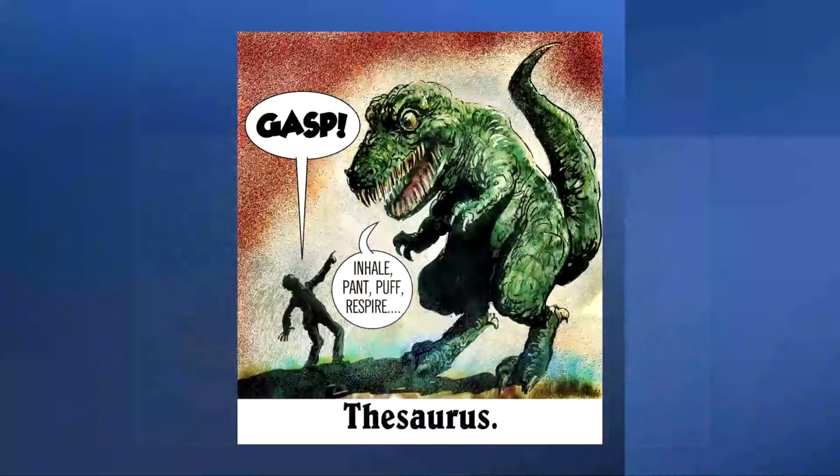Now this is my favourite image of the thesaurus. So a thesaurus, a book that you would use to find synonyms, to find words that have similar meanings to a word that you already know. So here we've got the gasping human looking up at the huge dinosaur, and then the dinosaur saying inhale, pant, puff, respire, synonyms that could replace gasp. Now why I'm showing you that picture is because I hope bringing a bit of fun to it will help you remember the importance of vocabulary to get as many of those 40 marks as you can.